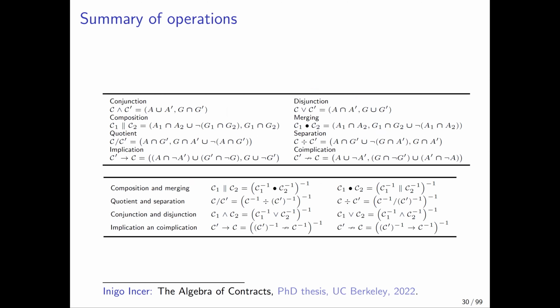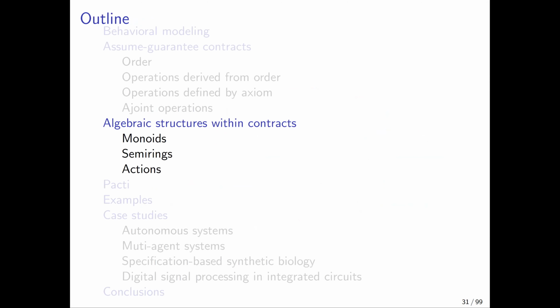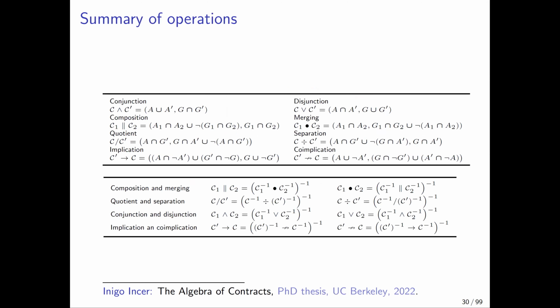Regarding our summary, in this table, what we have are the closed form expressions for all the contract operations. So we know how to compute them in closed form. At this point, we have a change of topic. Now we are going to be looking at software in order to implement some of these operations.